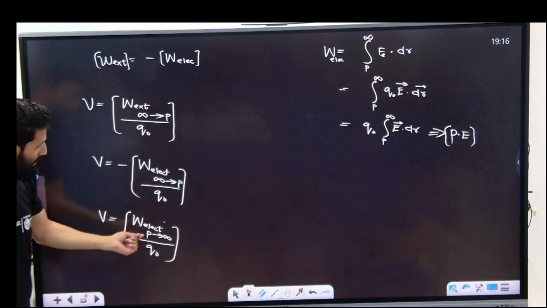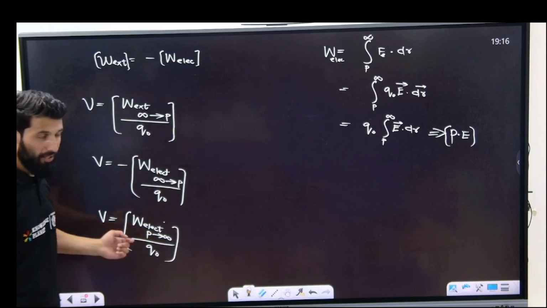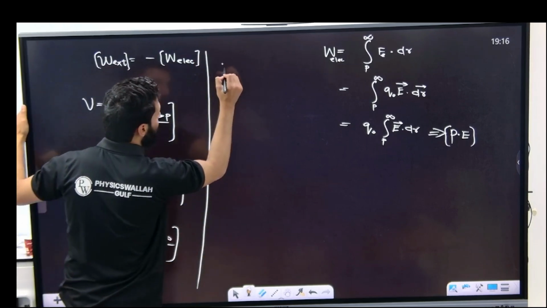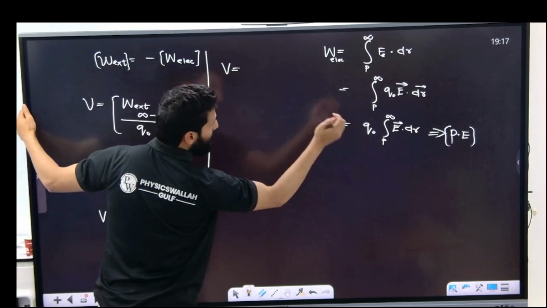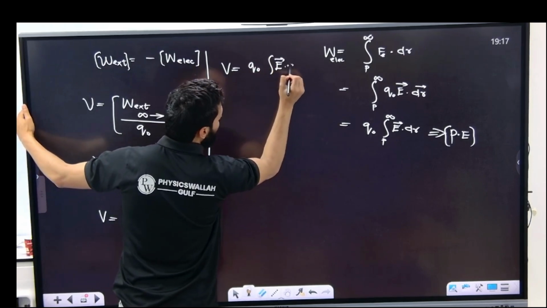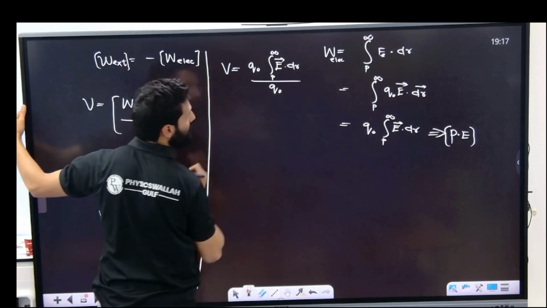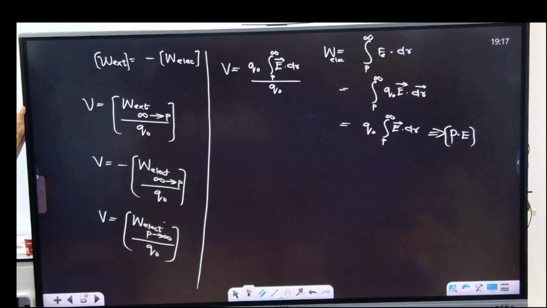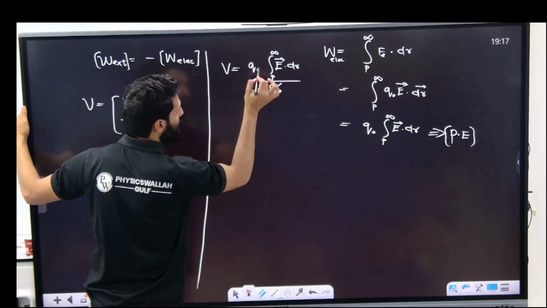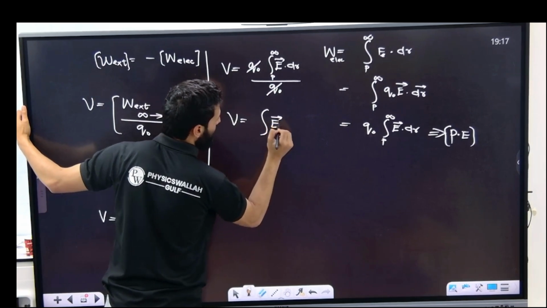So can I put the value of work done here? Yes or no? In order to define potential, what is the potential now? Can I write potential as nothing but Q naught into the integration of E dot dr from P to infinity, divided by Q naught? Is it clear? Now this Q naught and Q naught get cancelled, and we get potential as the integration of E dot dr.